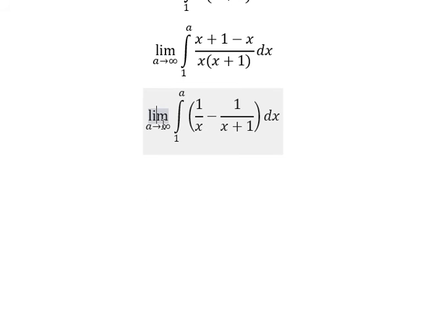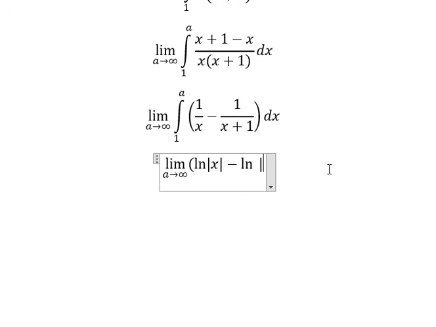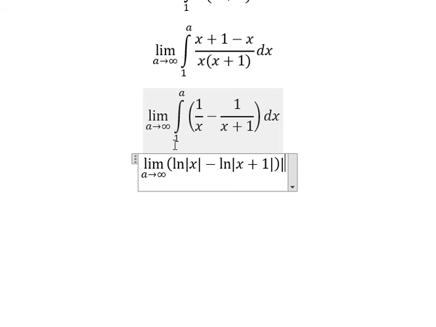And now we have the answer. The integration of 1 over s, we have ln of the absolute value of s. The integration of 1 over s plus 1, we have ln of the absolute value of s plus 1. And we put the bounds from number 1 to a.